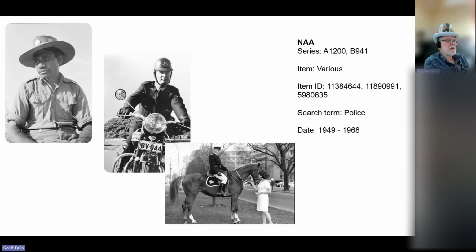Search term here is police. So the first one is Tracker Sid, head tracker at the Hart Range Police Station in Northern Territory, 1949. The second one is a road traffic patrolman of New South Wales Police Force in 1965. And the third one is a mounted policeman in 1968. This was a staged photo, not quite a selfie. I don't think they'd been invented yet.